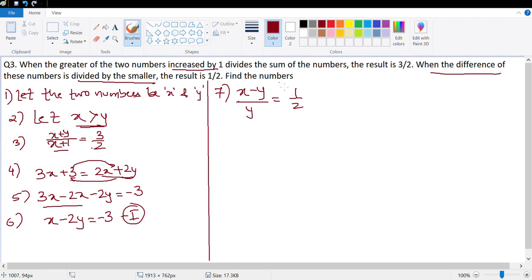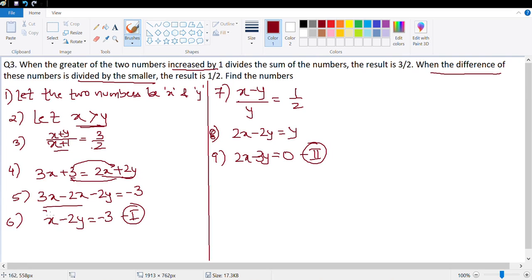When the difference of these numbers, which is x minus y, is divided by the smaller, which is y, the answer is 1 upon 2. So let's cross multiply. What we get is 2x minus 2y is equal to y, which means 2x minus 3y is equal to 0. That's our second equation.